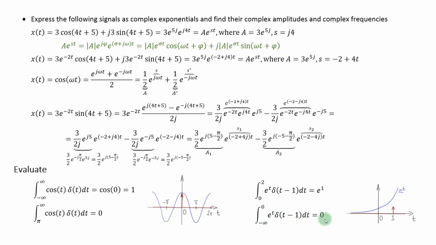Now, this integral is on the tricky side. I'm integrating the same function, but now the integration interval goes from minus infinity to 0. It goes from minus infinity to 0. This integral does not include this Dirac delta pulse. Therefore, this exponential is being multiplied by zeros only. Consequently, the result of this integral is 0.